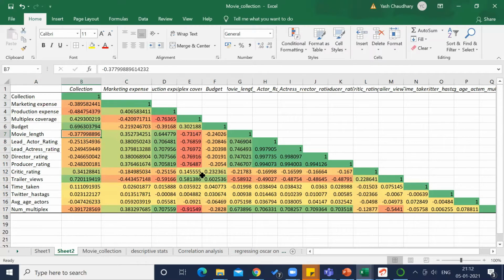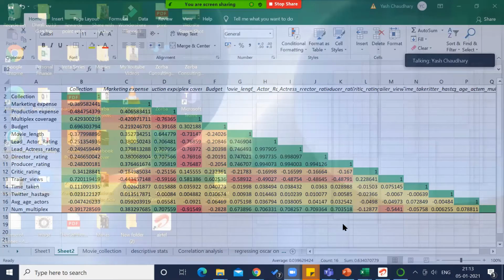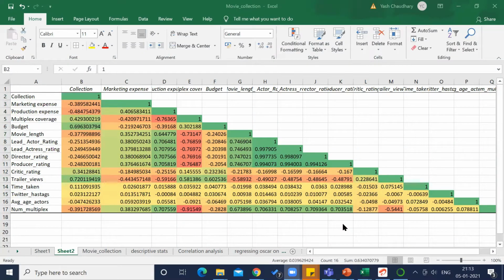So the most important aspect, guys, that I can work out from here is that right away I could say that collection is influenced the most by which variable? Really quick, guys. What is the number one factor that affects collection for a movie? Trailer views. Does it make sense to you also intuitively? Trailer views, it's a really good factor, right? It's a really great insight.